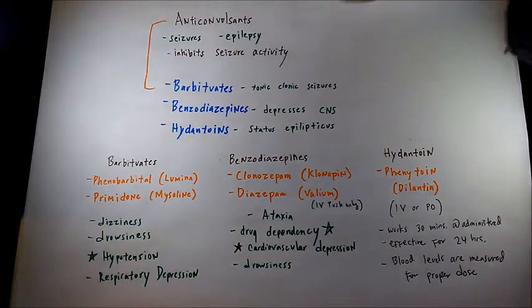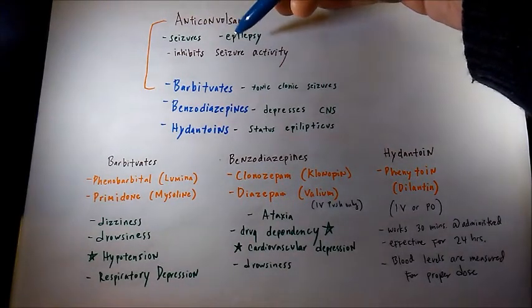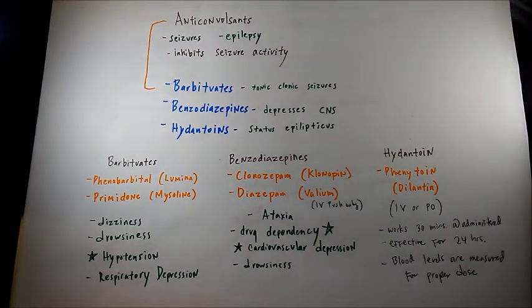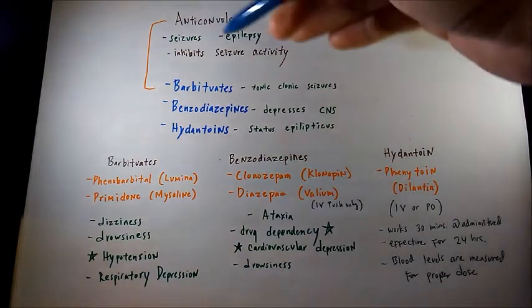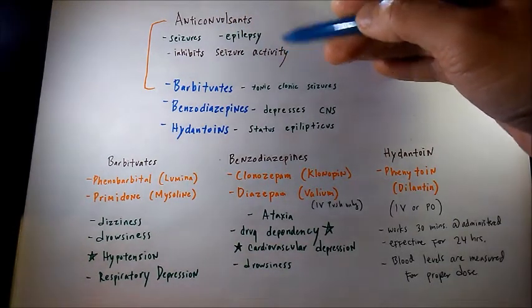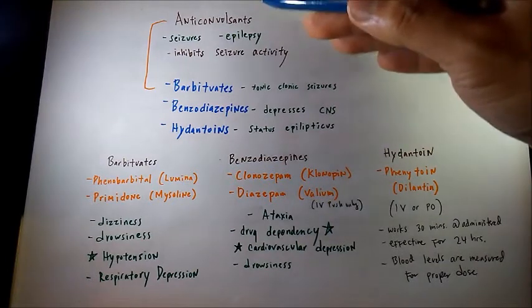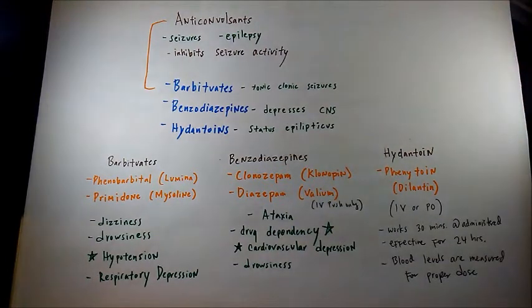Today we're going to talk about anticonvulsants, which are mainly used for seizures and epilepsy, hence the reason why they're usually called anti-epileptic drugs or anti-seizure drugs, right? Basically, what it does is it inhibits seizure activity. Now, it can also be used as a mood stabilizer, so therefore it can also be used for treating bipolar disorders and other personality disorders.